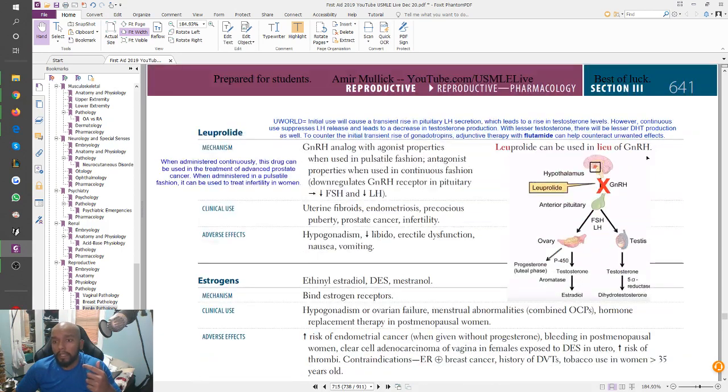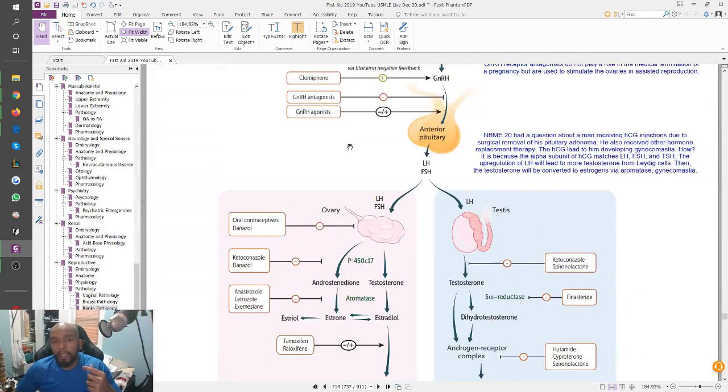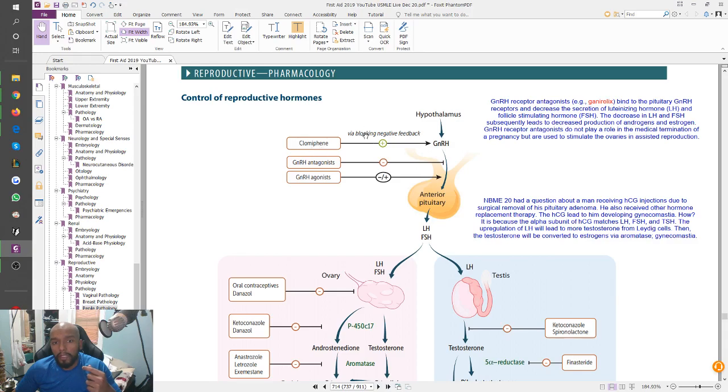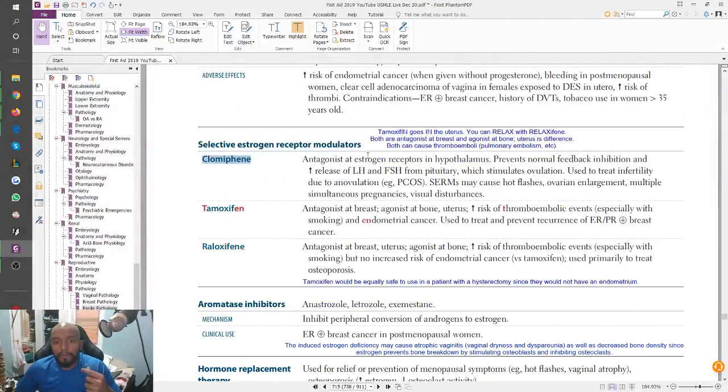It's way up here again. And you see that in this image over here too. Clomiphene blocks negative feedback in the hypothalamus. So it's actually an antagonist of estrogen receptors. Prevents normal feedback inhibition and increases the release of LH and FSH from the pituitary, which further stimulates ovulation. It is used to treat infertility due to anovulation.